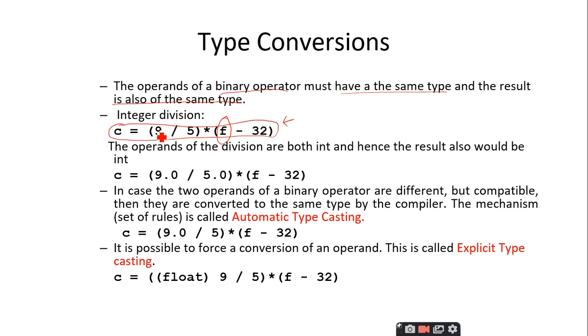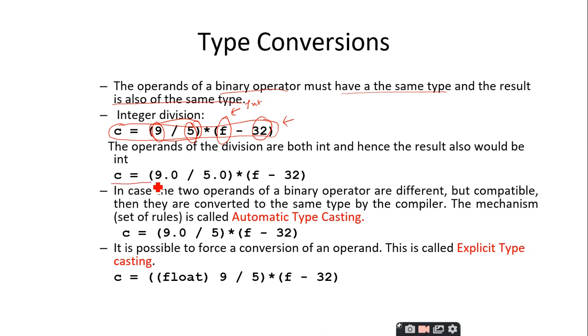Here you can see that 9 is an integer. Why? Because it does not have any decimal value. Similarly, 5 is also an integer and 32 is an integer. So, if you take the F and C values as integers, the result will be an integer. Here you can see 9 by 5, this is integer divided by integer. So, the result will be an integer only.